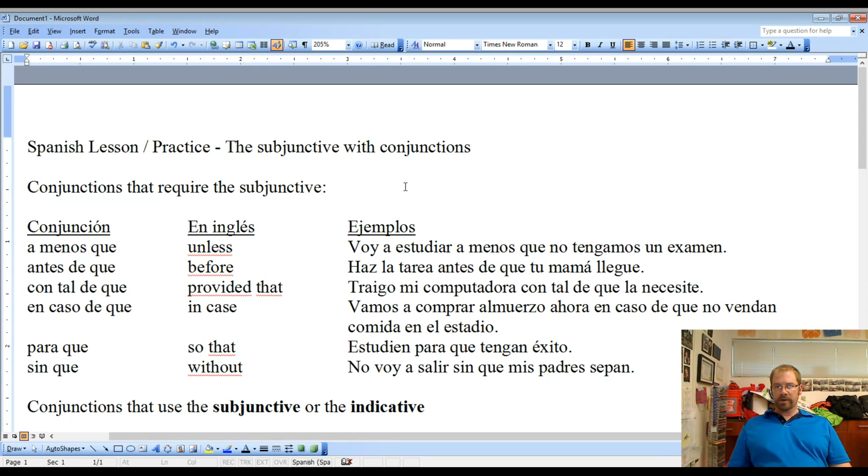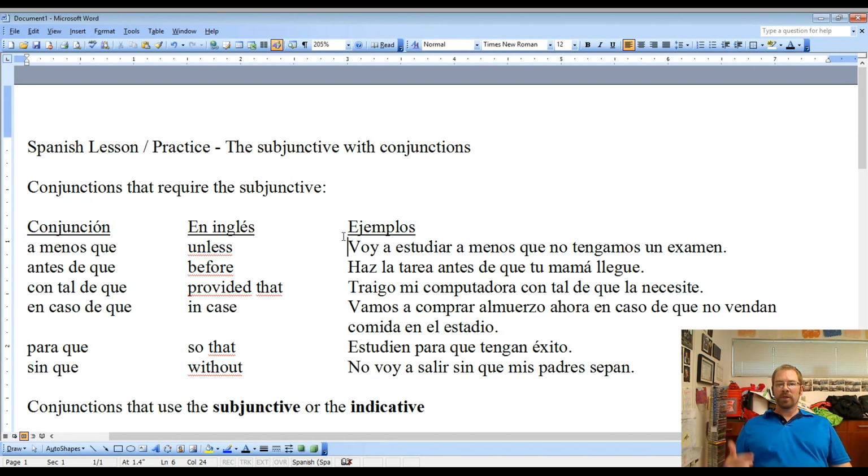So we have this sentence right here. Voy a estudiar a menos que no tengamos un examen. So I'm going to study unless we don't have a test. The reason that's in the subjunctive is because I don't know if we're going to have a test, so that's when I'm going to study. So there's doubt there. The second one, if you don't remember what that is, it's an affirmative tú command.